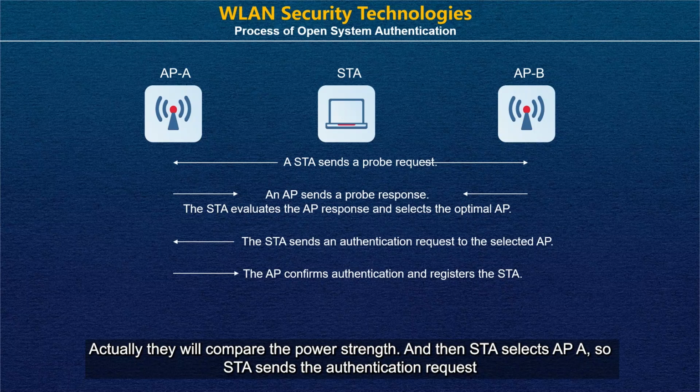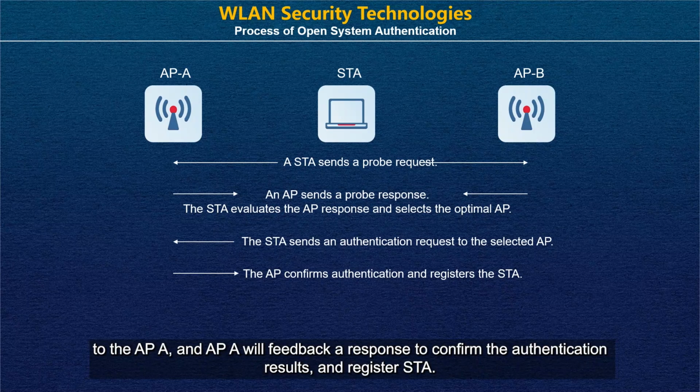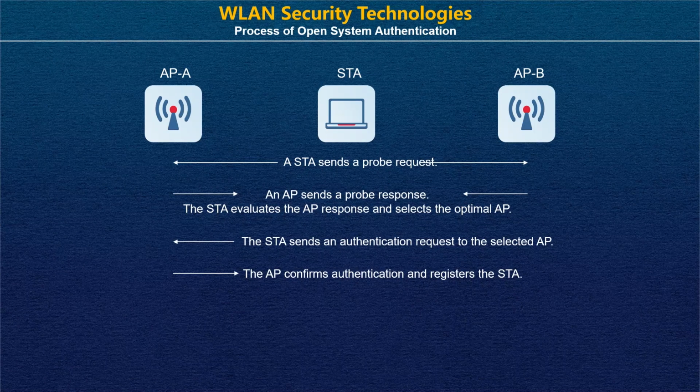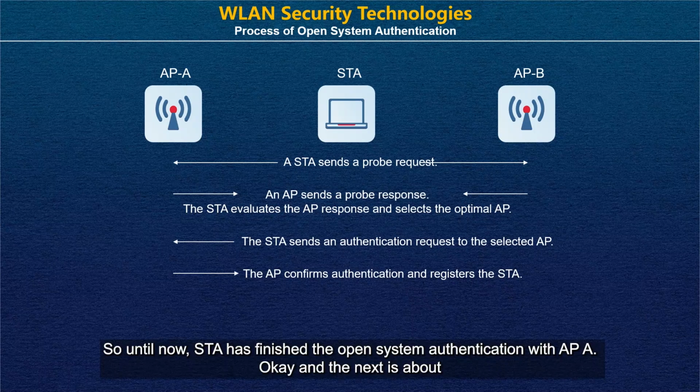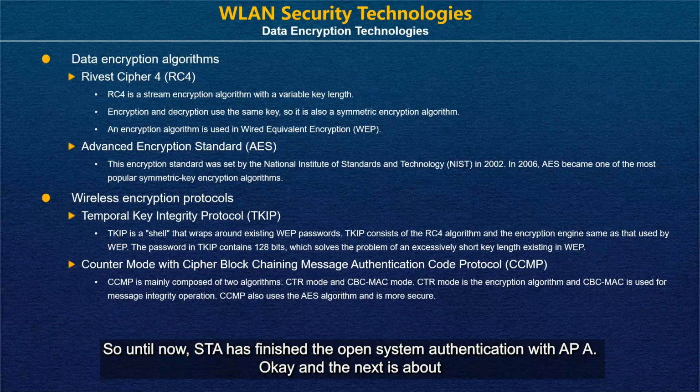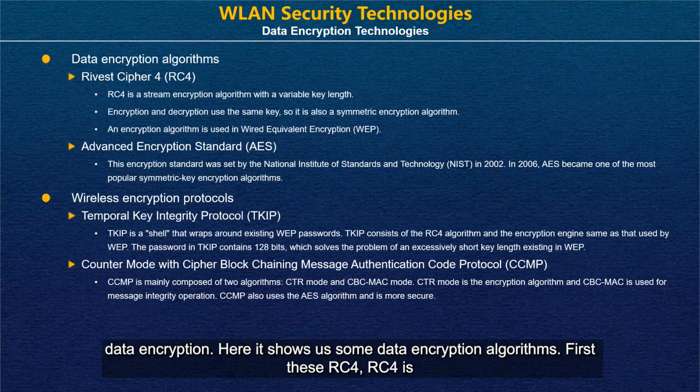So the STA sends an authentication request to APA, and APA will feed back a response to confirm the authentication result and register the STA. So until now, the STA has finished the open system authentication with APA. Okay, and next is about data encryption.